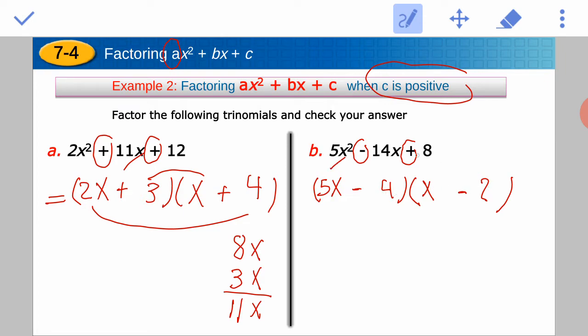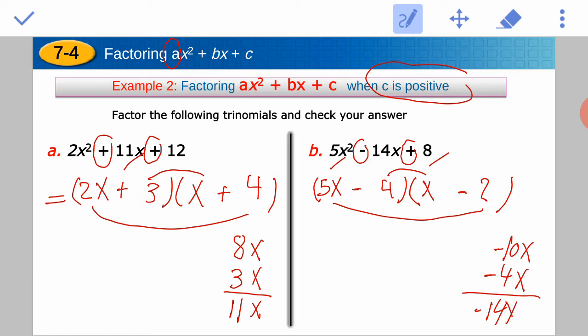Negative 4 times negative 2, it's a plus 8, the last term. And now outer and inner, we need to try the outer and the inner. 5x times negative 2, it's negative 10x. The inner, negative 4 times x, it's negative 4x. The sum of negative 10 and negative 4 is negative 14x. This is exactly the middle term. So guys, we are lucky this time because we have found the right factoring the first time without trying any other way of factoring it, or even without switching the two numbers. Sometimes you need to do this.